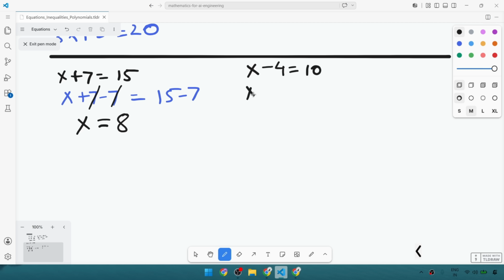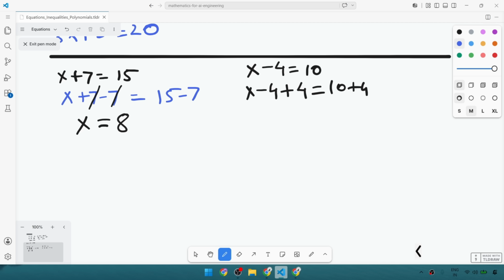So here we can write x minus 4, which is this one, and then we want to add 4. So here we write plus 4, then equals to 10, and here also we want to add 4, so plus 4. Remember, we need to do the same operation at both the sides of equals to sign.